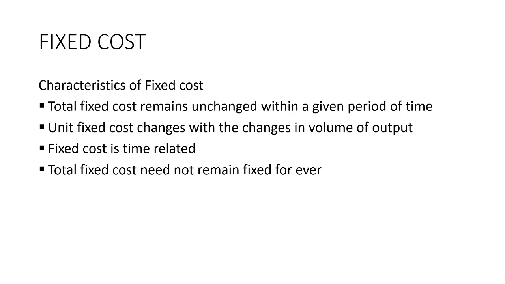The second characteristic is the unit fixed cost changes with the changes in the volume of output. So here we have seen when you produce 1 unit, the per unit fixed cost was rupees 10,000. When you produce 10 units, the per unit fixed cost is rupees 1,000. When you produce 10,000 units, the per unit fixed cost is rupee 1.